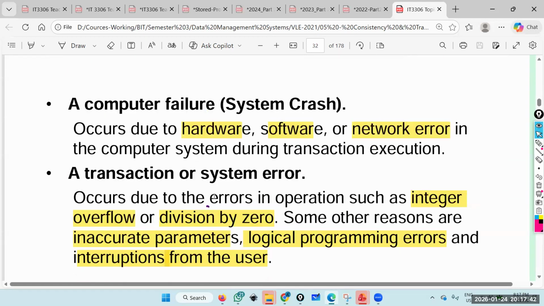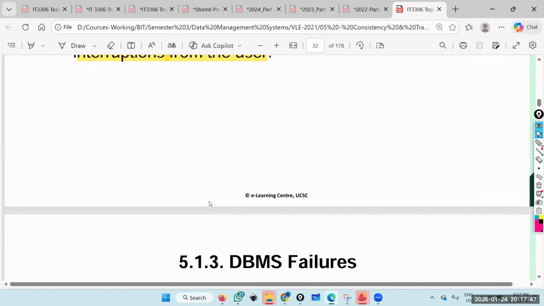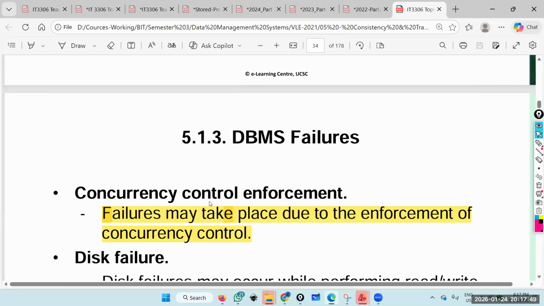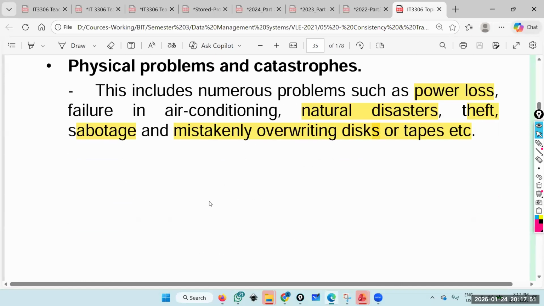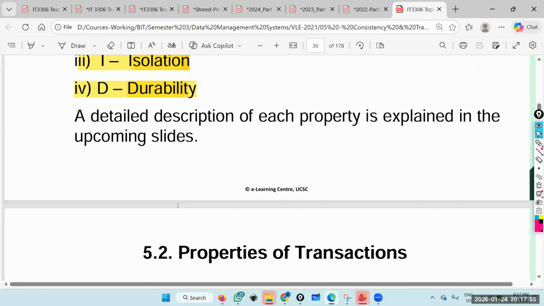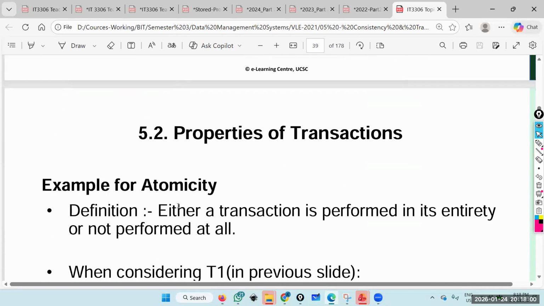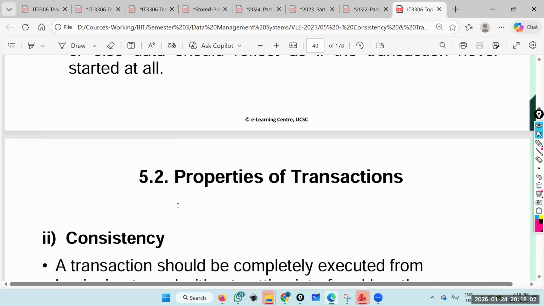Right. So possible failures. But even the computer can fail, right? Hardware. Right, the ACID properties we discussed, okay? Atomicity, consistency, isolation, durability.